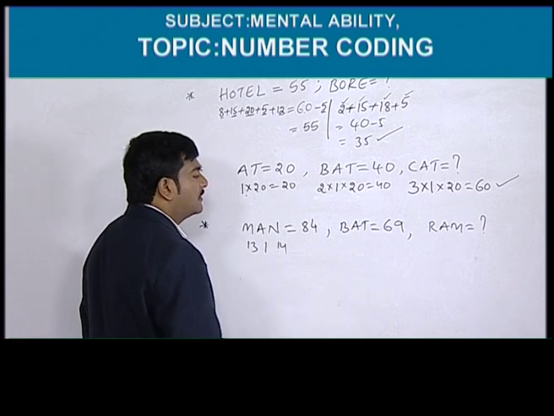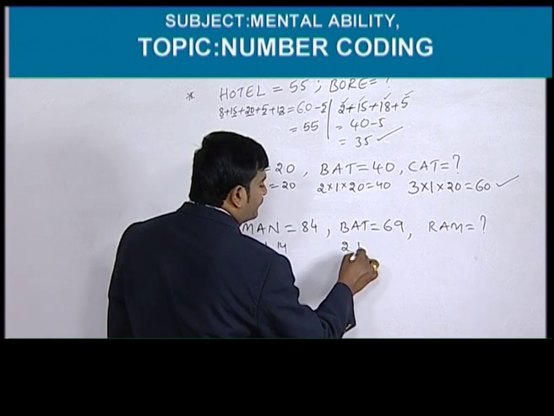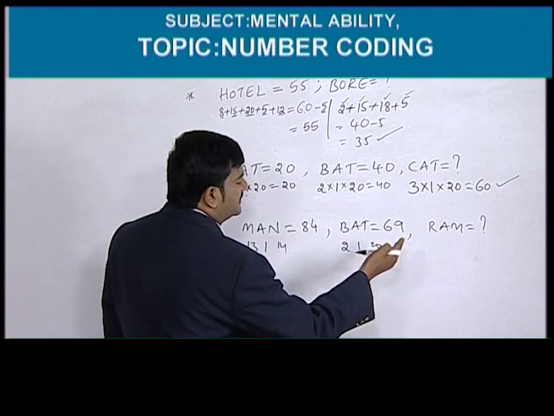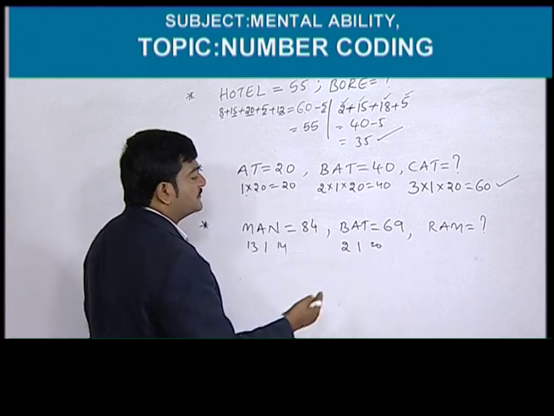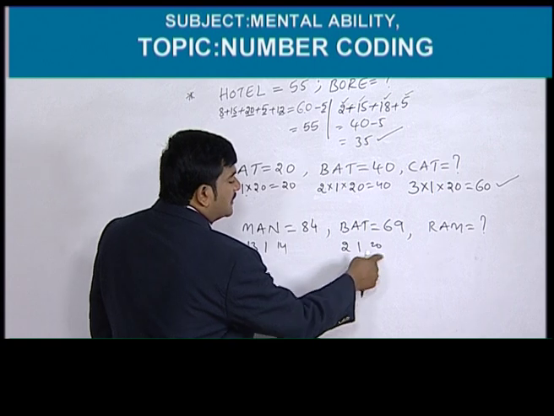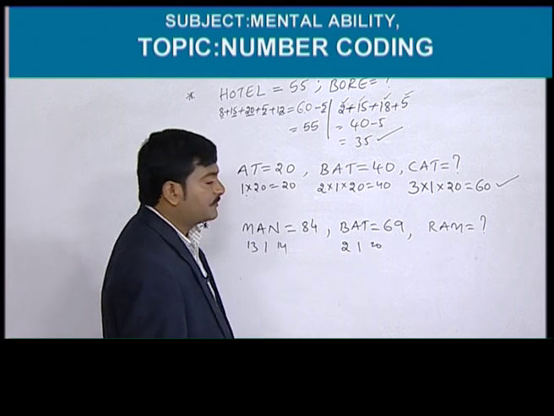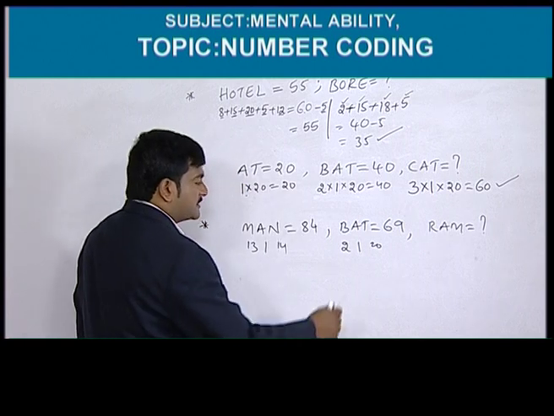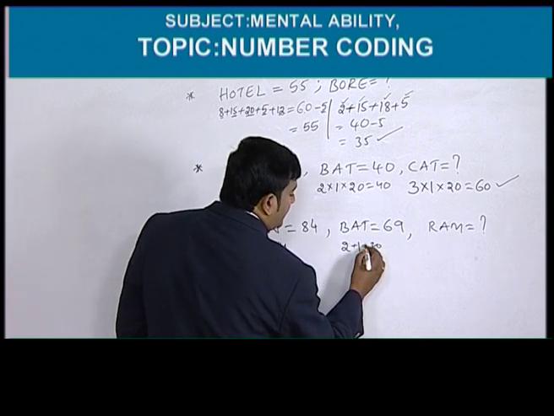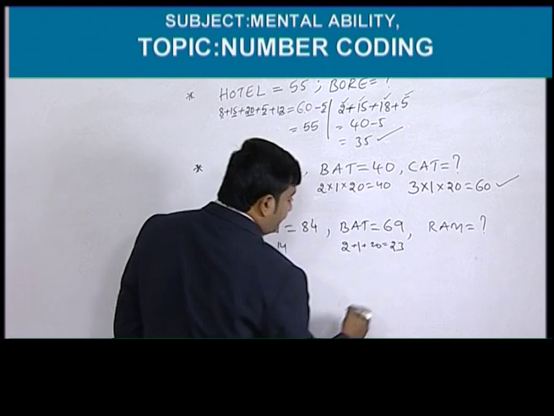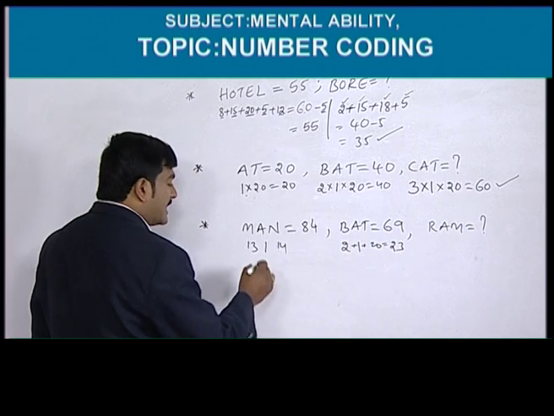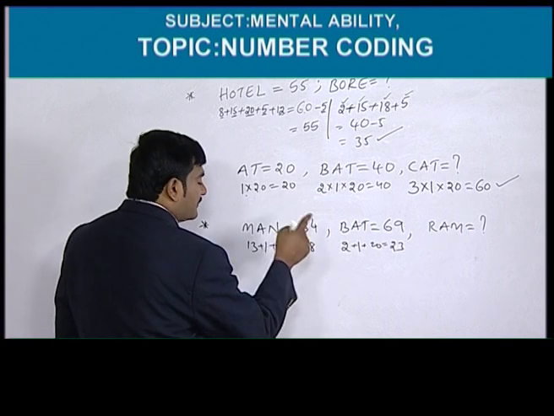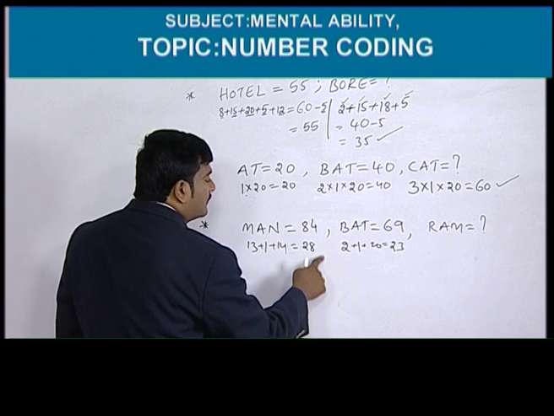Just go to the second word, bat. B means 2, A means 1, T means 20. Once again, you can multiply the 3 or you can add the 3. 2 plus 1, 3. 3 plus 20, how much am I getting? 23. But is it there, 23 here? No. What does it mean? See, if I am adding all these numbers, I am getting 23, whereas if I am adding all these numbers, I am getting 28. How can we get 84 from 28?